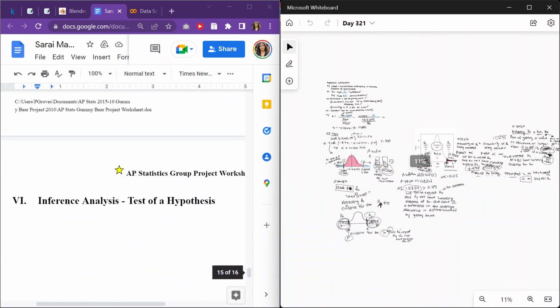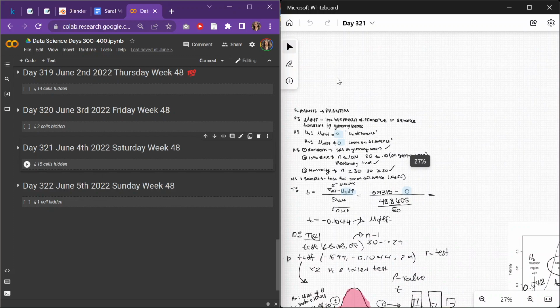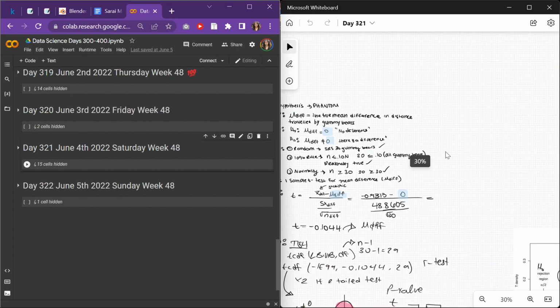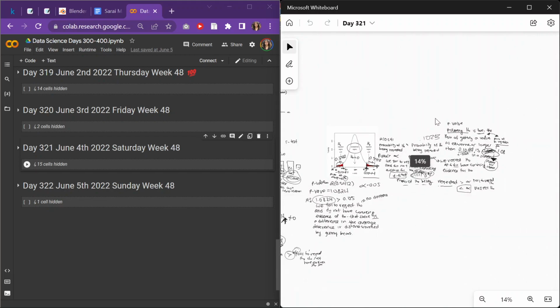And so day 321, I think, is the day where I performed a hypothesis test. The question was, do we have convincing evidence that there is a difference between the true mean difference in distance traveled by gummy bears? It turns out that we don't, because the p-value was greater than alpha, the significance level. Because of that, we failed to reject the null hypothesis and did not have convincing evidence for the alternative hypothesis, which is that there is a difference. That's the conclusion that we reached.